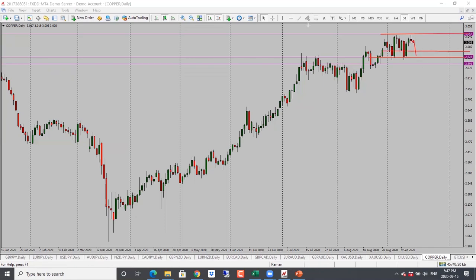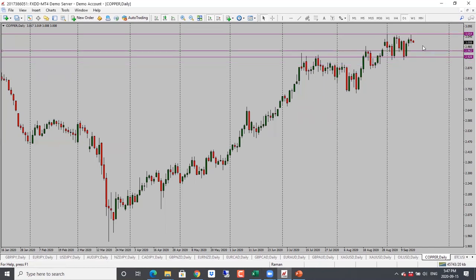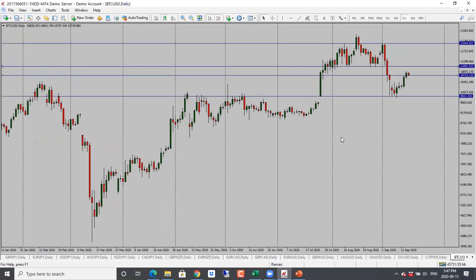So first target is 2.98 and then 2.96. So bearish bias here for copper.